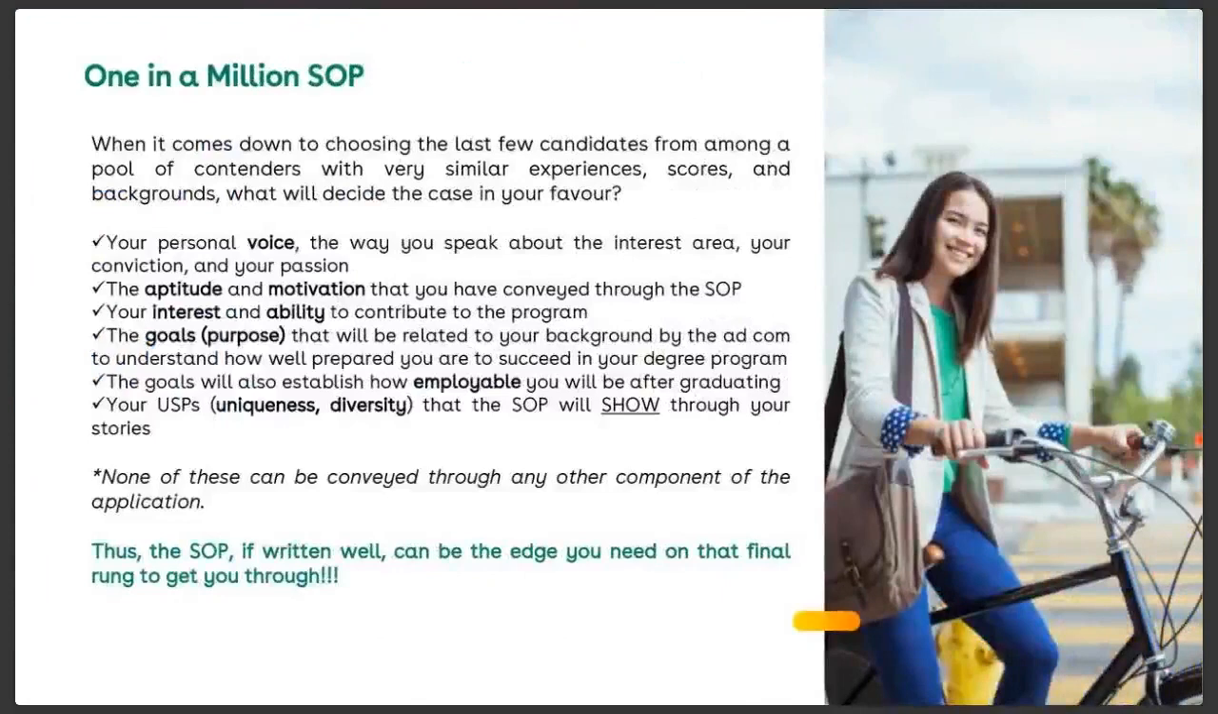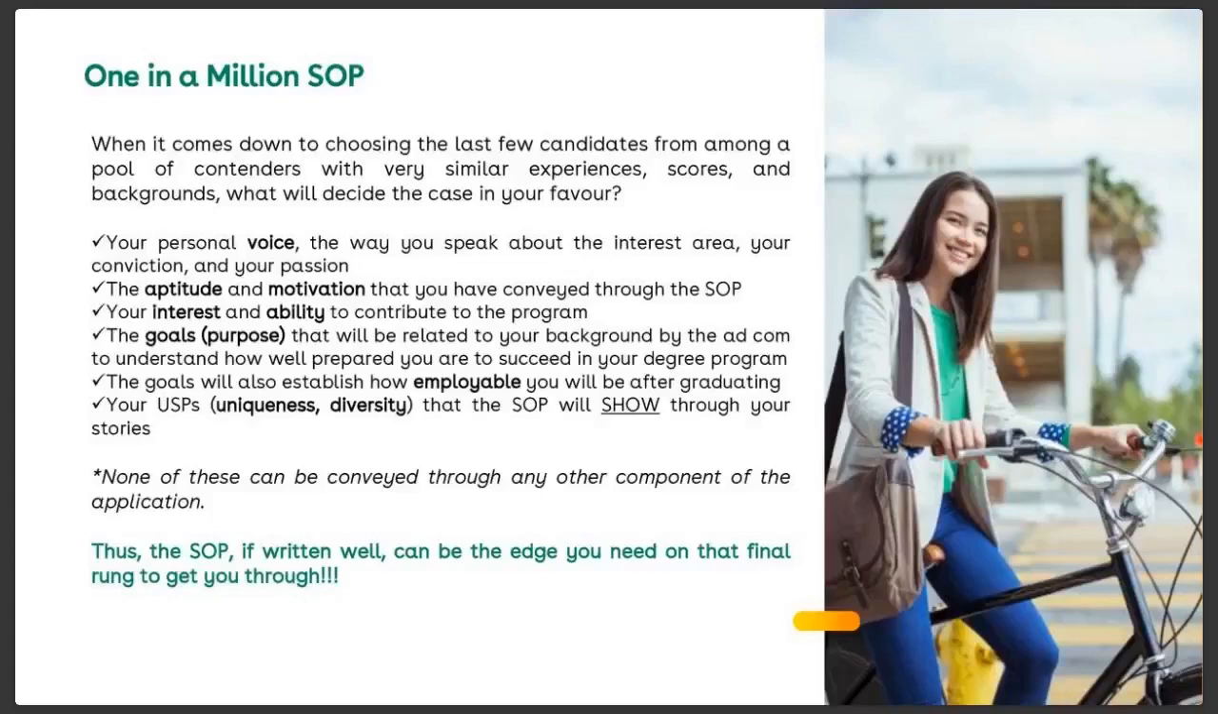When it comes down to choosing the last few candidates from among a pool of contenders with very similar experiences, scores, and backgrounds, what will decide the case in your favor? As Yukti just mentioned, these are the improvable factors of an application docket. The factors that will decide in your favor are your personal speak about your interest area, your conviction and passion, the aptitude and motivation you have conveyed through your SOP, the interest and ability to contribute to the program, and the goals that are your purpose of studying, which will be related to your background by the admission committee to understand how well prepared you are to succeed in your degree program. The goals will also help you establish how employable you will be after graduation.